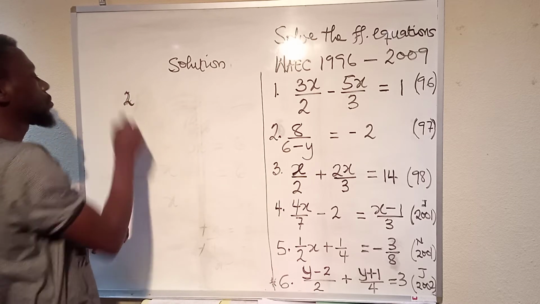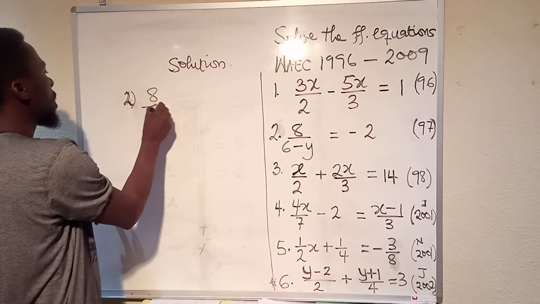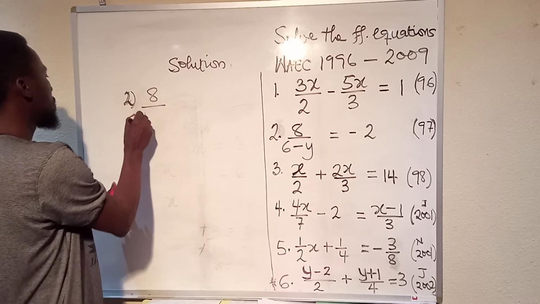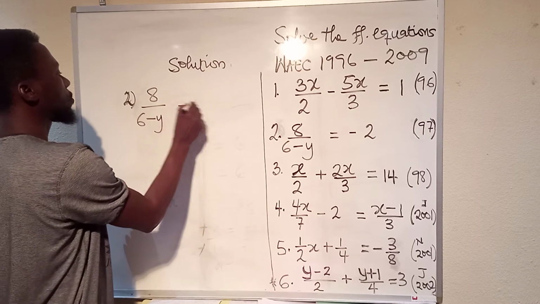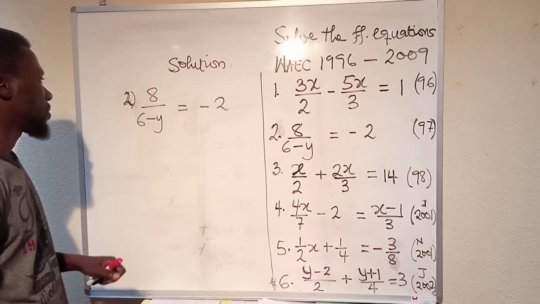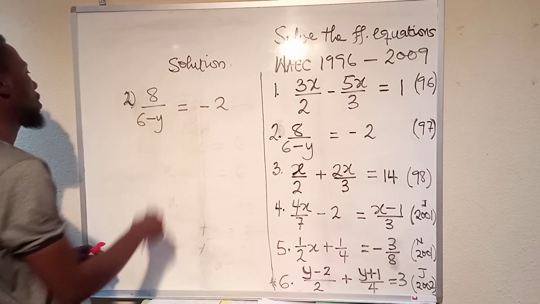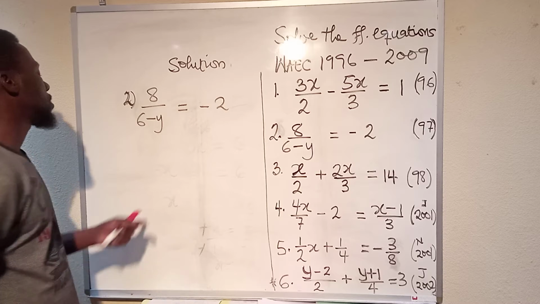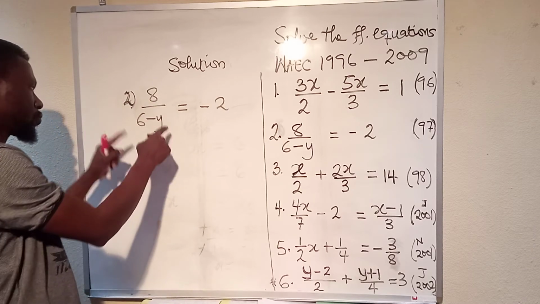Now in question 2, we have 8 out of 6 minus y to be equal to negative 2. That is the year 1997. So this is what we have. This is a fraction, 8 over 6 minus y.